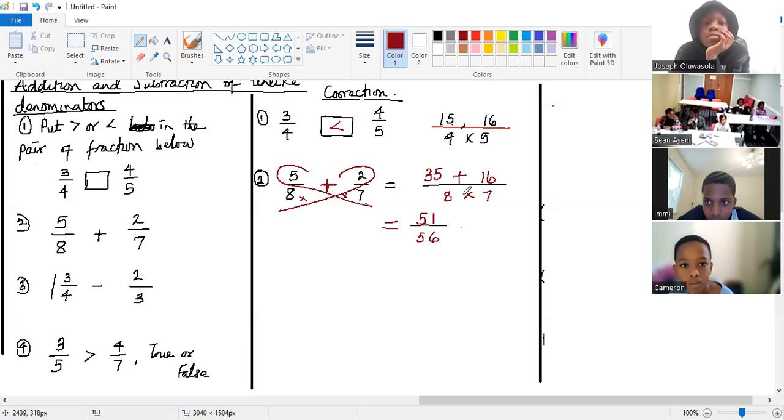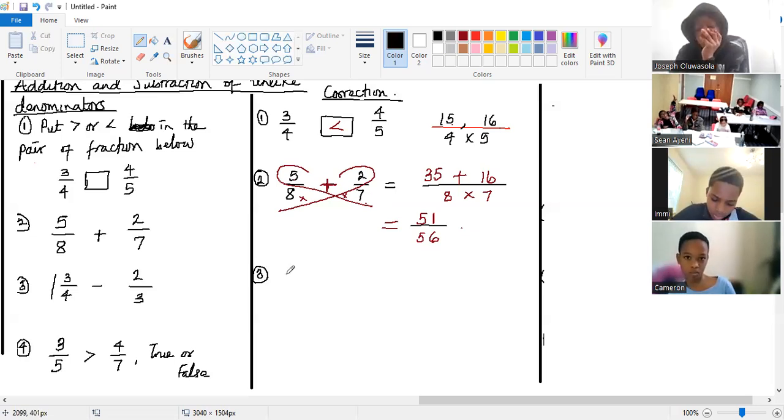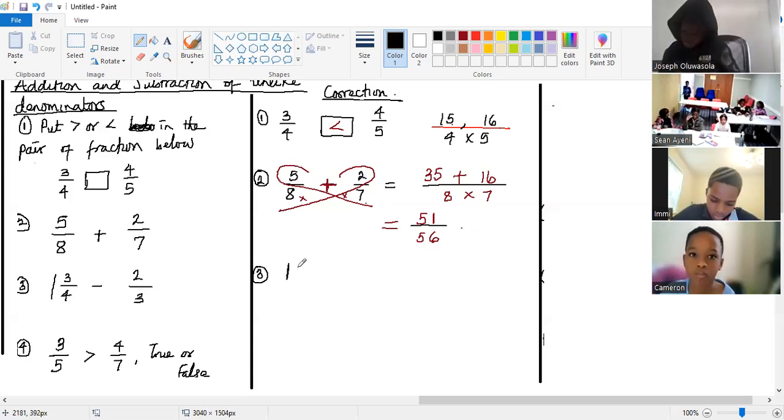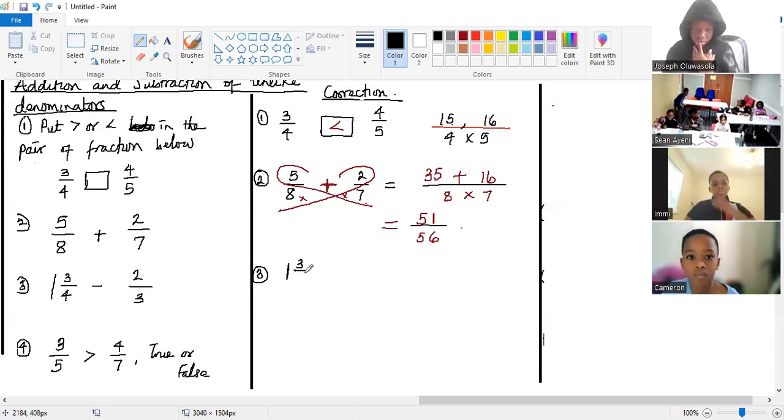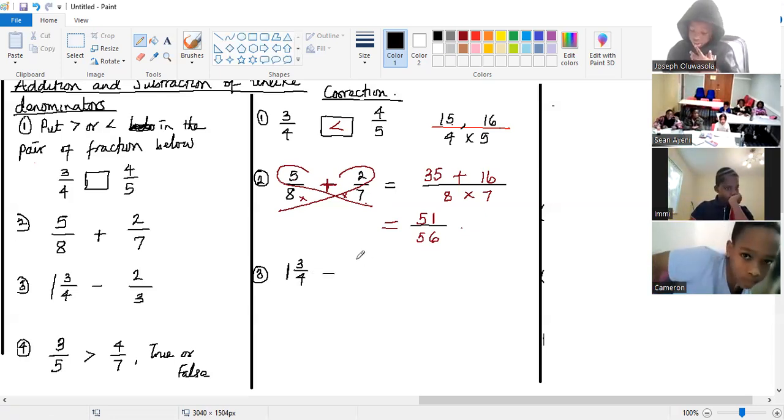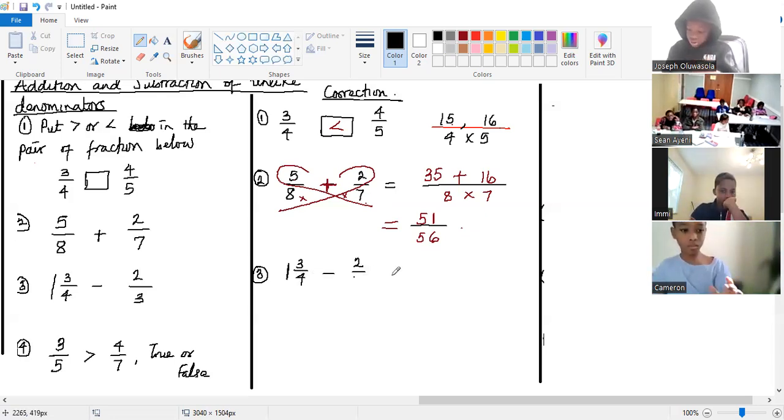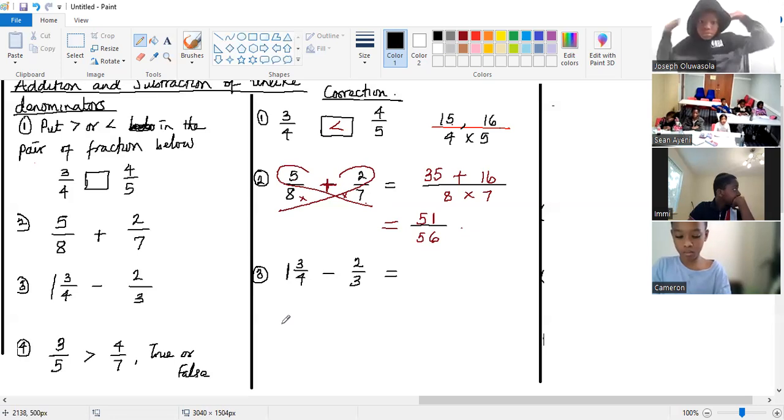Who's on number 3? Who did I assign to do number 3 for us? Oh, Zoe. 1 and 3 over 4 take away 2 over 3. So what do we do first, Zoe? The answer's 1 over 12. What do we do first?